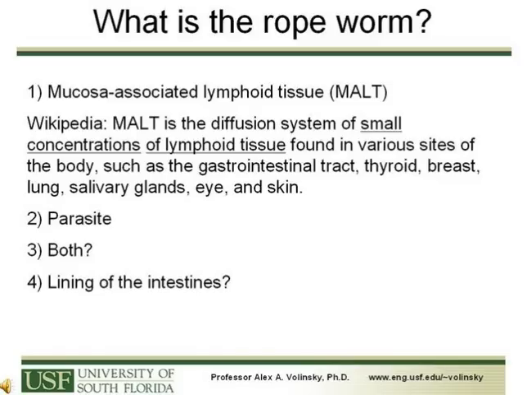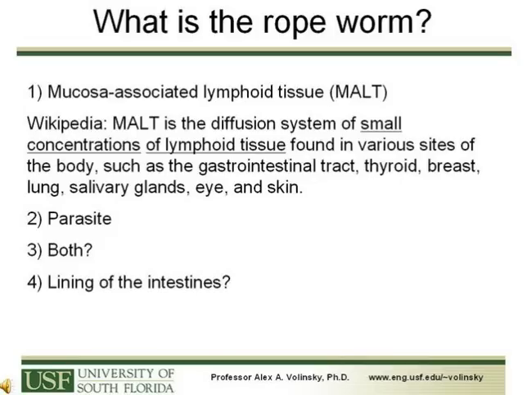Is it mucosa-associated lymphoid tissue? Well, what is mucosa-associated lymphoid tissue? It's a diffusion system of small concentrations of lymphoid tissue found in various sites of the body, like the gastrointestinal tract, thyroid, breast, lung, salivary glands, eye, and skin. Okay, that's the definition from Wikipedia.